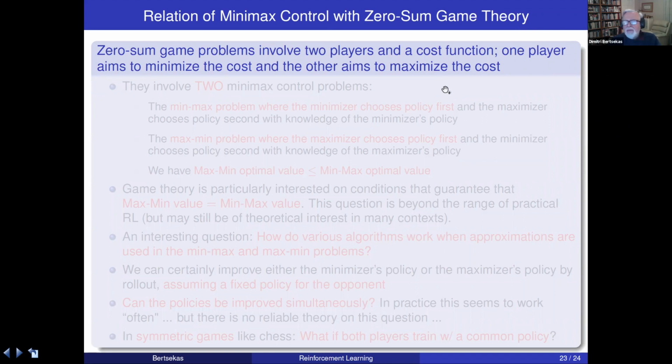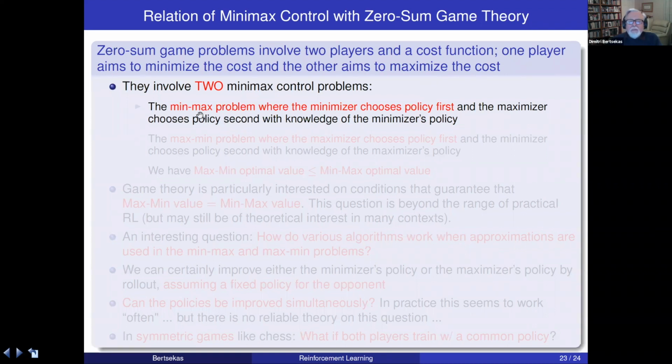Now, game problems have a very incomplete theory when it comes to reinforcement learning. Game problems are studied extensively. Game theory is a very fundamental discipline. But from the point of view of reinforcement learning, I think it's important to keep in mind that a zero-sum game problem splits into two minimax control problems.